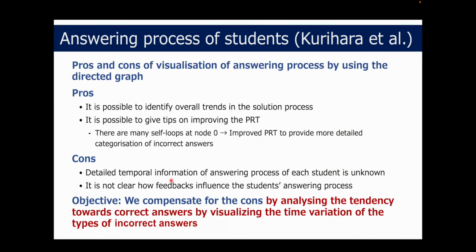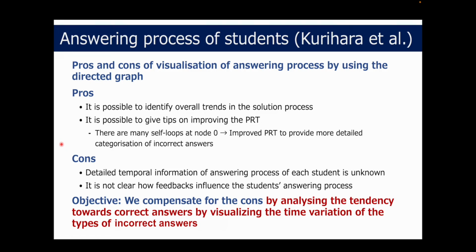There are pros and cons of Kurihara's visualization of answering process by using the directed graph. Pros are that it is possible to identify overall trends in the solution process, and it is possible to give tips on improving the potential response tree, which means if there are many self-loops at node 0, then potential response tree should be improved to provide more detailed categorization of incorrect answers 0.